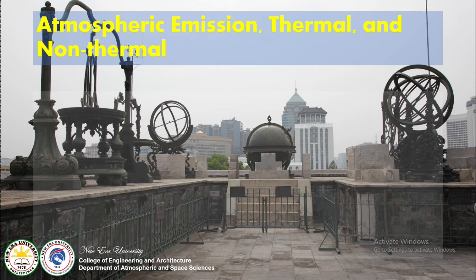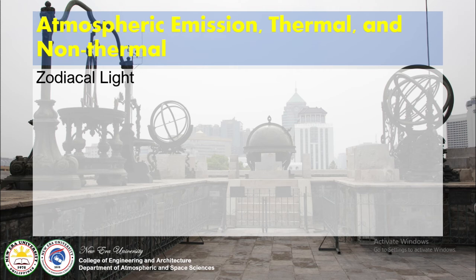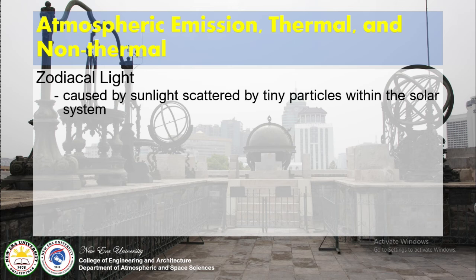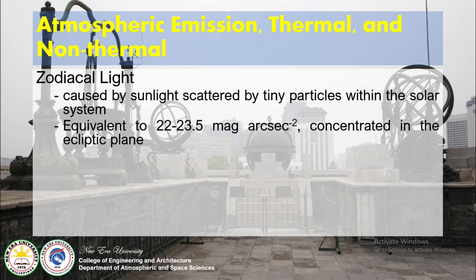Now, the other atmospheric emission is the zodiacal light. Zodiacal light is caused by sunlight scattered by tiny particles within the solar system. Those are what interact in our atmosphere. It is equivalent to 22 to 23.5 magnitudes per arcsecond squared, concentrated in the ecliptic plane. Why in the ecliptic plane? Because it is caused by the sun and the tiny particles within the solar system. That's why it is in the ecliptic plane.